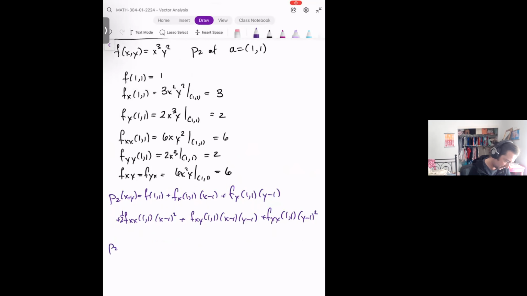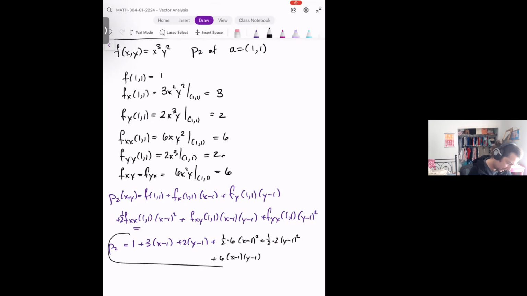This is P2: 1 plus 3 times x minus 1 plus 2 times y minus 1, plus, no, this guy right here I guess is next. So that is 1/2 times 6 times x minus 1 squared. And the fyy term is 2 times y minus 1 squared. And then I have to add on the mixed term, which is 6 times x minus 1, y minus 1. So that dude right there, that's your second order Taylor polynomial.